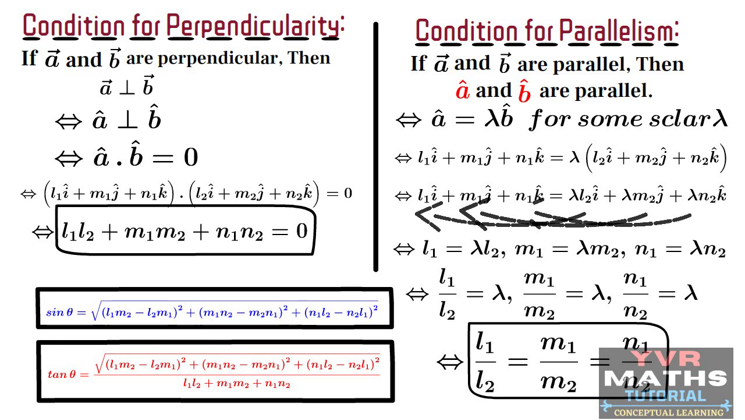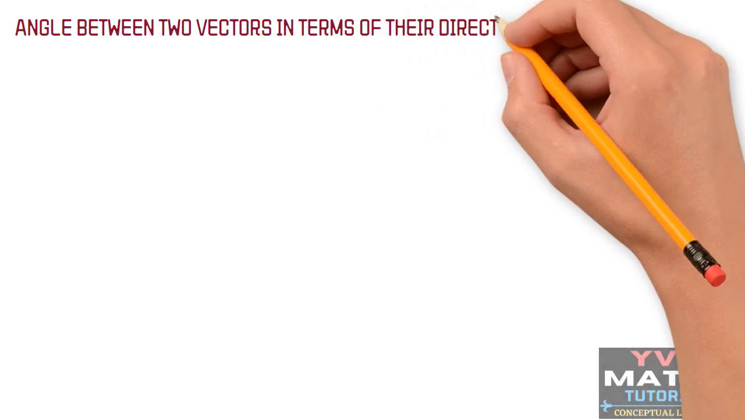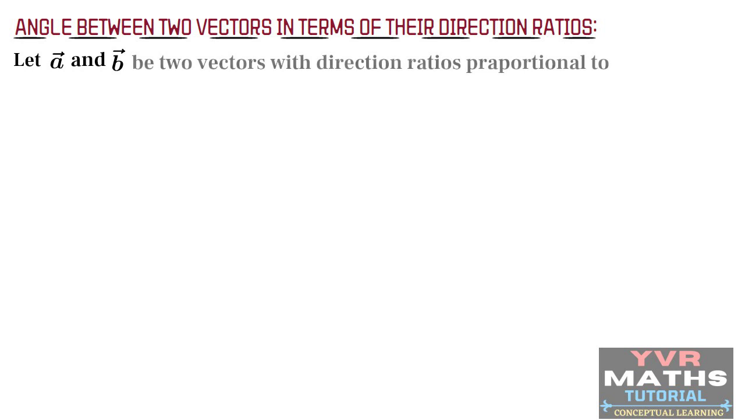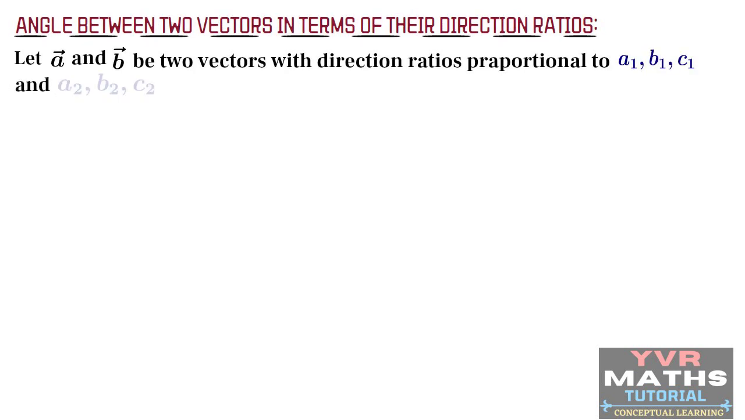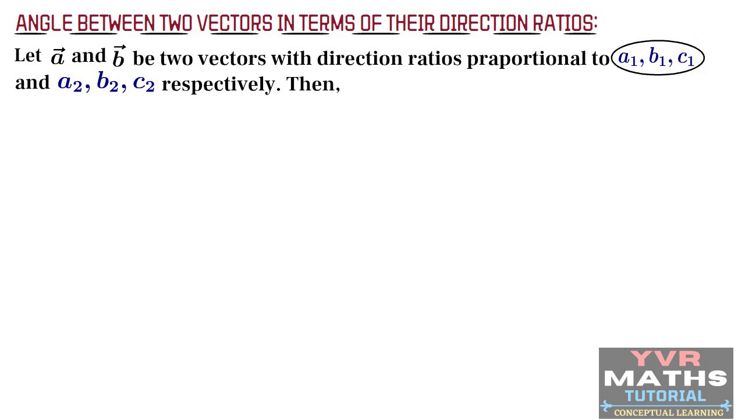Now we will discuss if we know the direction ratios of a line, then what is the angle? We will discuss the concept about this. Now we will find the angle between two vectors in terms of the direction ratios. Let A bar and B bar be two vectors with direction ratios proportional to A1, B1, C1 and A2, B2, C2 respectively. Now I will consider the first vector with the direction ratios A1, B1, C1 as capital A bar.